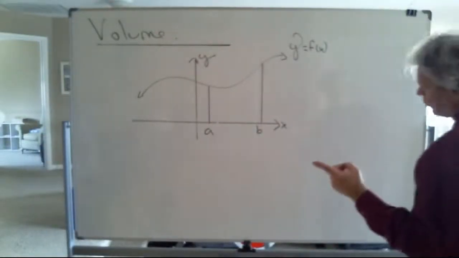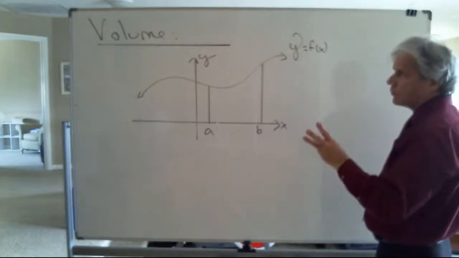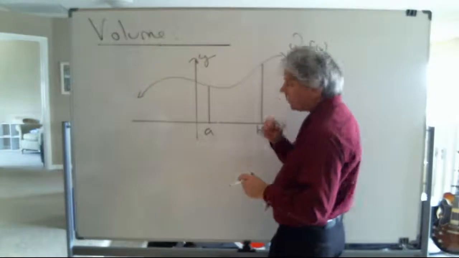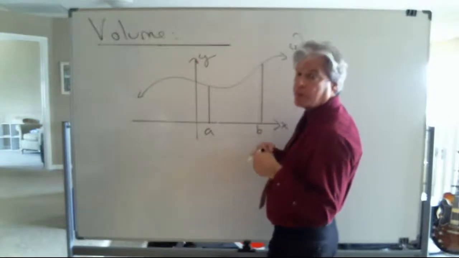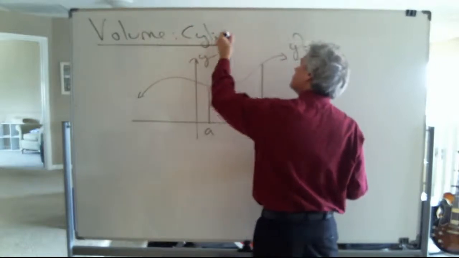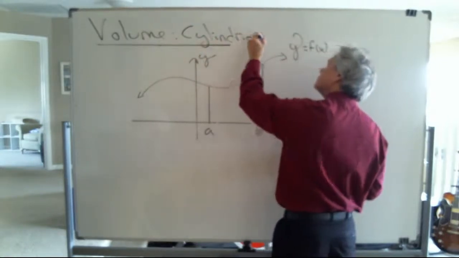We have slicing, disc, washer. Now I want to consider my next technique for computing the volume, but like disc and washer, the volume of a solid of revolution. I will refer to this as my cylindrical shell method.